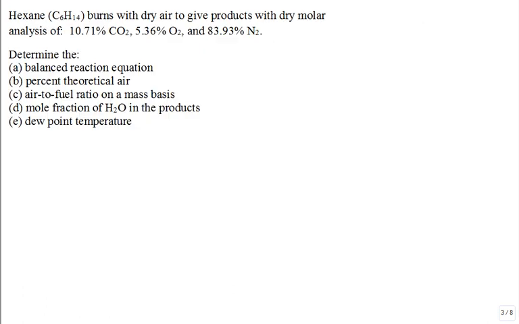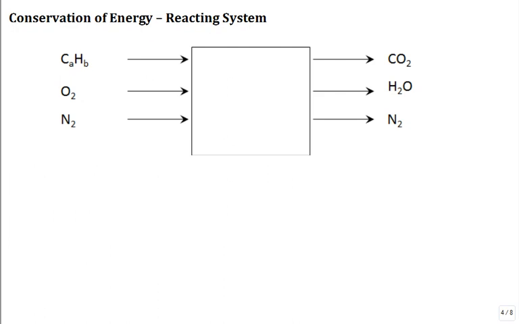There's more problems. Let's talk now about conservation of energy for a reacting system. This is the generic fuel, CaHb, syntax used in the textbook, so I try to stay with it. And you bring in some air, oxygen with nitrogen, and you want to go out with carbon dioxide, water, and nitrogen.